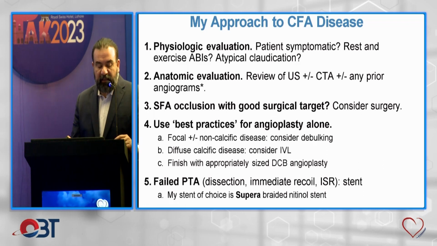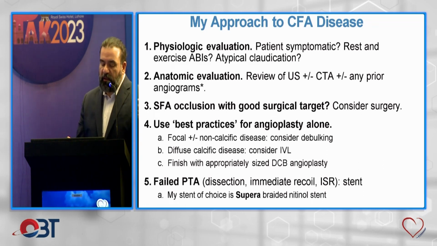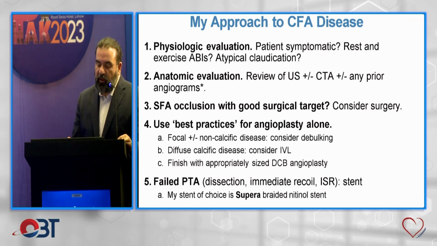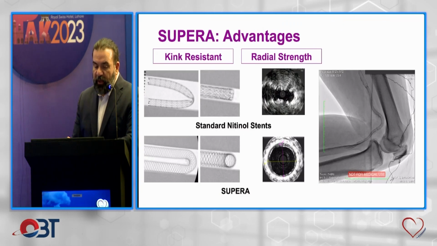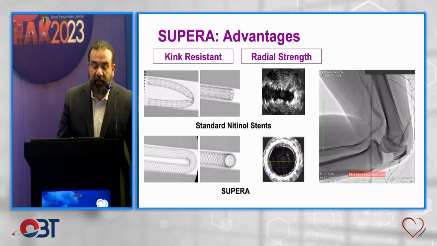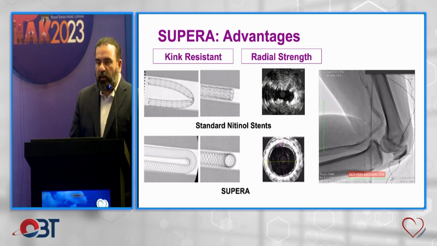However, if the PTA fails, either immediately or long-term, because of a dissection, immediate recoil, or long-term ISR, then stent is an option. And my stent of choice for this location is a Supera, which is a braided nitinol stent. Just a quick word about the Supera stent. I think this is what made me more confident about stenting the common femoral artery.